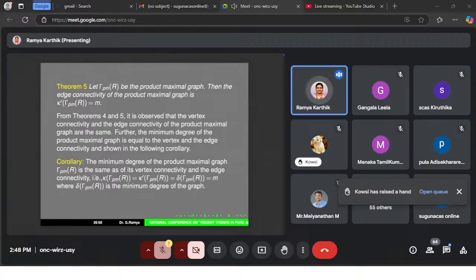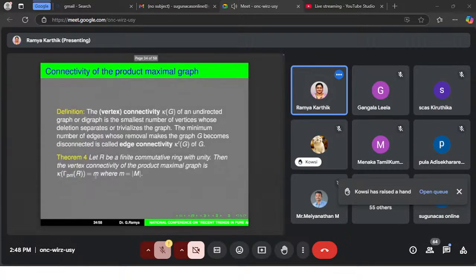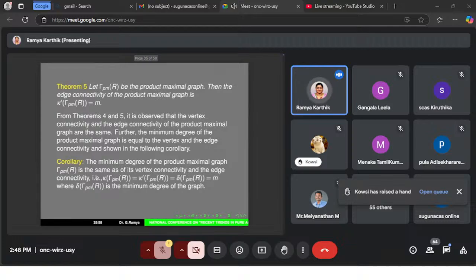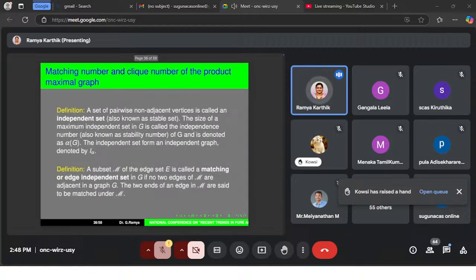So finally, we observed one thing: from vertex connectivity and from edge connectivity, the minimum degrees are equal in the product maximal graph. And next, the matching number, clique number, and independence number of the product maximal graph.